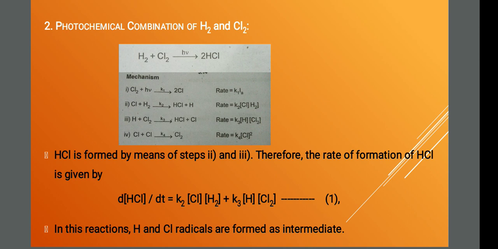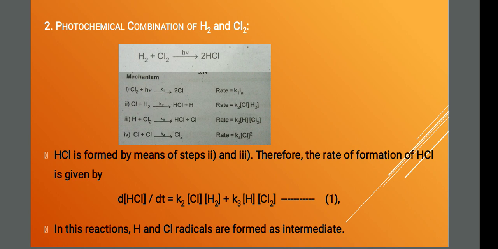I'll repeat the mechanism once again. First, chlorine combines with light to give you Cl radical, then Cl radical combines with hydrogen to give you HCl plus hydrogen radical, then hydrogen reacts with chlorine gas to give you HCl plus Cl radical, then Cl radicals combine together to give you chlorine gas. The first rate is K1 Ia, second one rate is equal to K2 into Cl into H2, third one rate is equal to K3 into H into Cl2, then fourth one rate is equal to rate constant K4 into Cl the whole square.